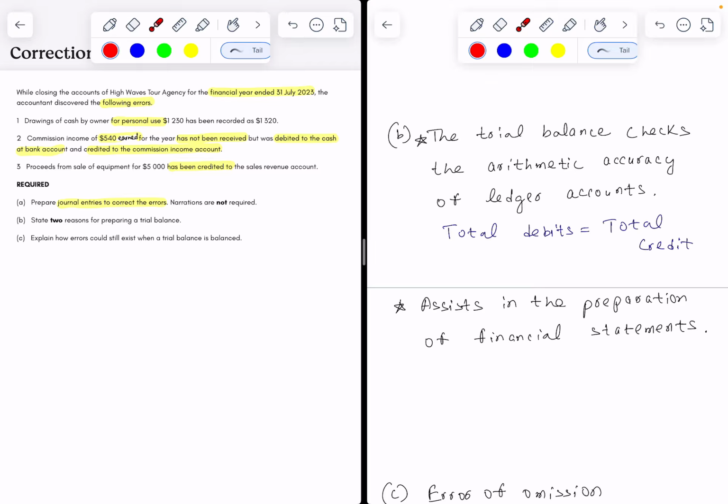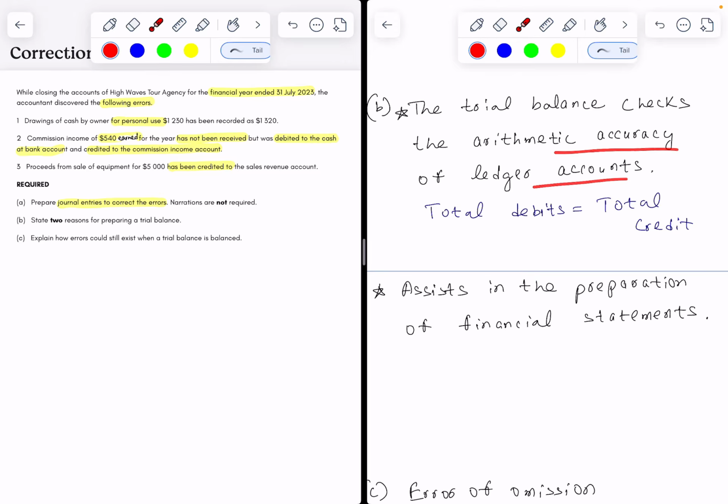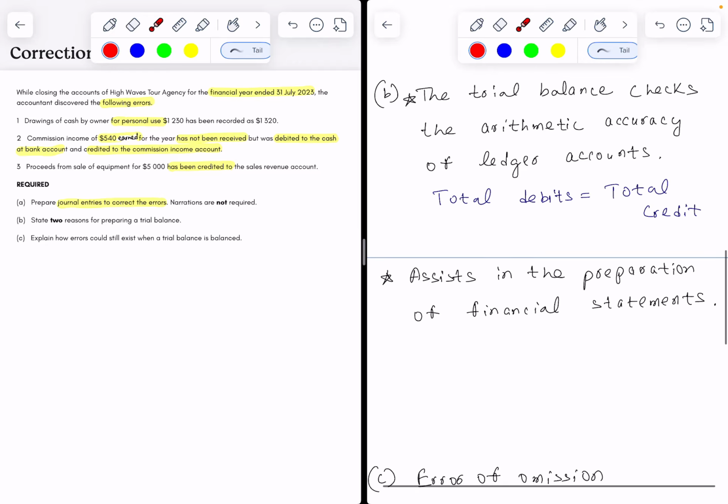Now, the main purpose of preparing a trial balance is to check the arithmetic accuracy of the ledger accounts. And the way we can check this arithmetic accuracy is by simply validating whether the total debits equal the total credits. A second reason for preparing the trial balance is to help us in the preparation of financial statements, such as the statement of financial performance, also known as the income statement, and the statement of financial position, also known as the balance sheet. Okay?